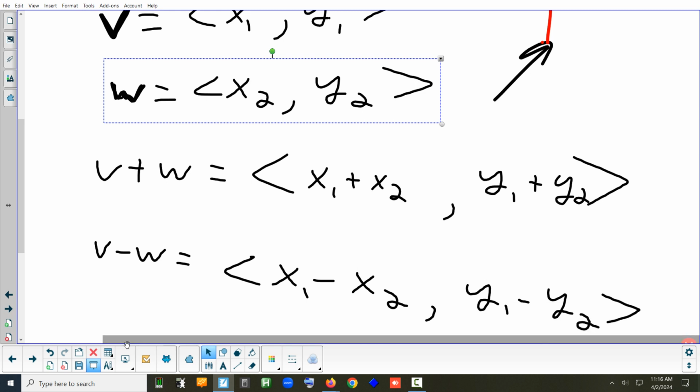Yep. So remember, for subtraction, yesterday what we had to do, we had to take the second vector, flip it around, and then add it. That's how we did subtraction visually. Now we're just doing it with numbers.